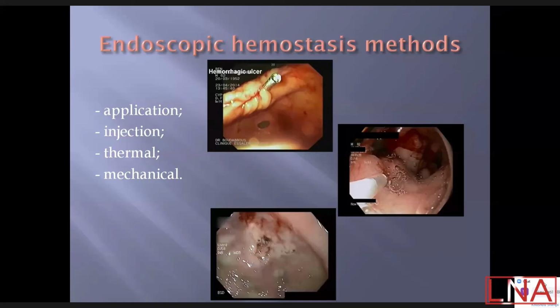Sorry, stop on thermal methods, okay. These methods are good. Maybe use the next types of these methods: argon plasma coagulation, laser photocoagulation, and liquid diathermocoagulation also may be used.